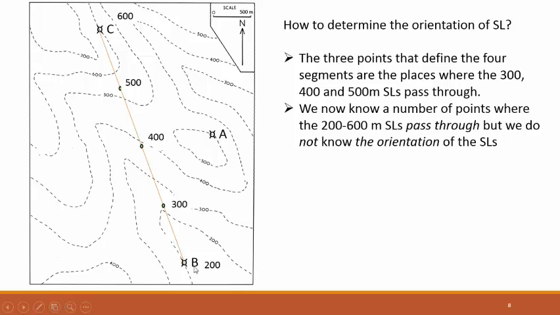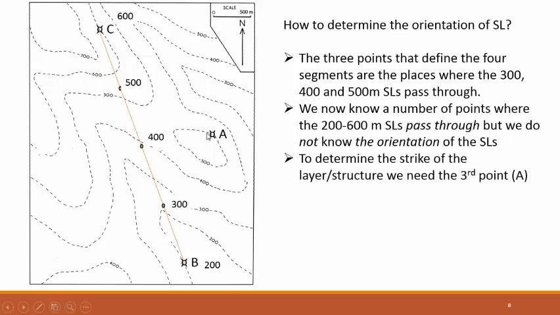So again, all we know so far is that at this, that, and that point, the 300, 400, and 500-meter strike lines will run through these points. We do not yet know in which direction they run through these points. Is it this way? Is it that way? For this, we need to consider the third point. The third point A comes into play at this stage.